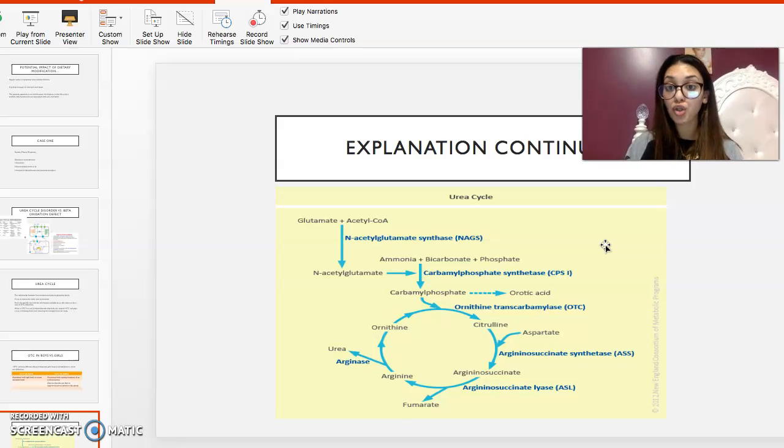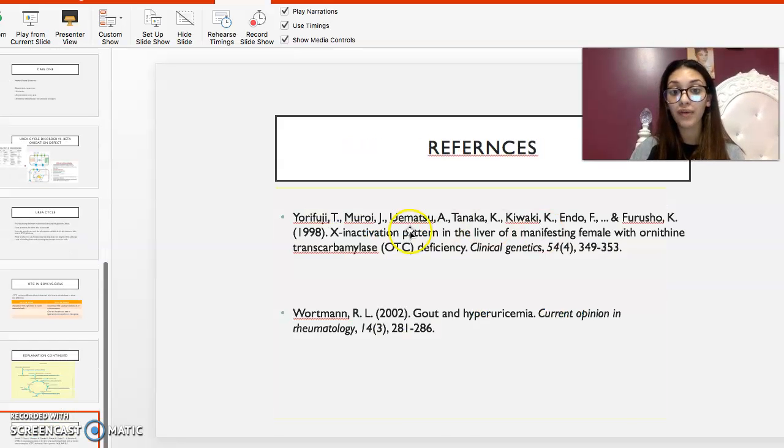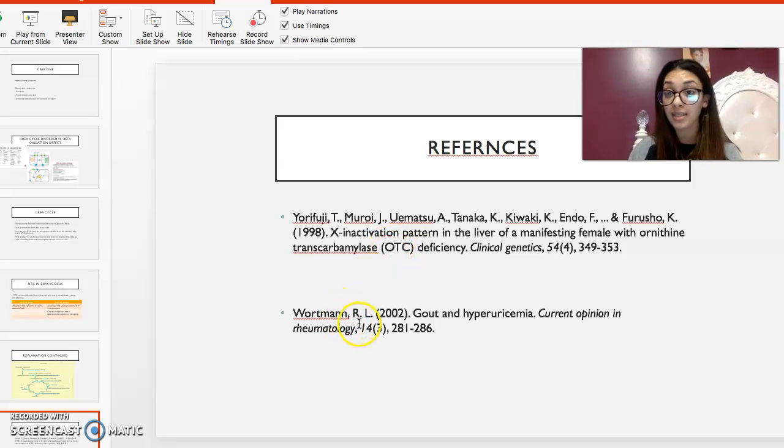I hope you enjoyed this case study, and I hope that you got a lot out of it. And over here I have included references. This one is for the OTC deficiency, and it explains the reasoning behind all this. And I also have one for the GOOT, which also explains the reasoning behind my answers. Thank you.